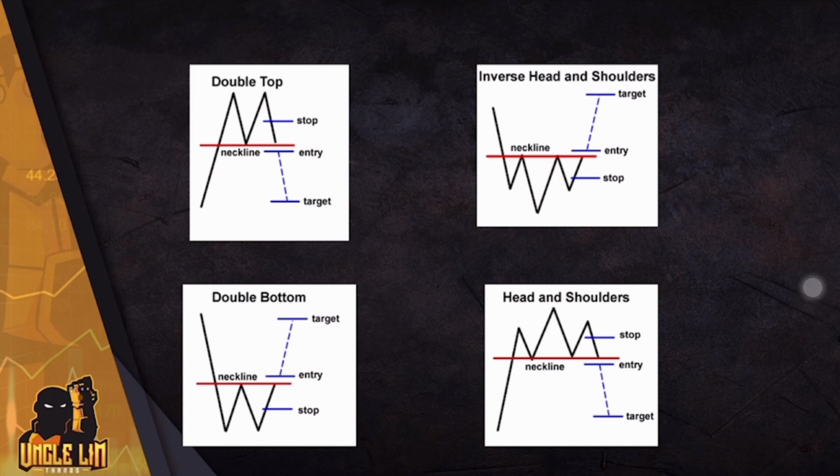Double top is to sell, double bottom is to buy, inverse head and shoulders is to buy, head and shoulders is to sell. Remember this. When you find a double top, you sell. When you find a double bottom, you buy. When you find head and shoulders, you sell. When you find inverse head and shoulders, you buy.